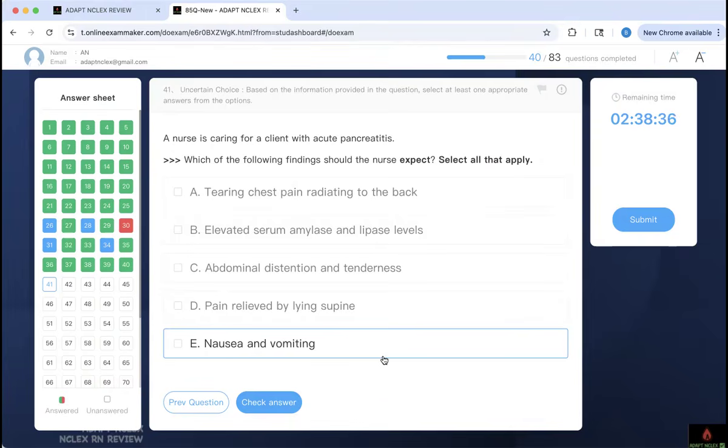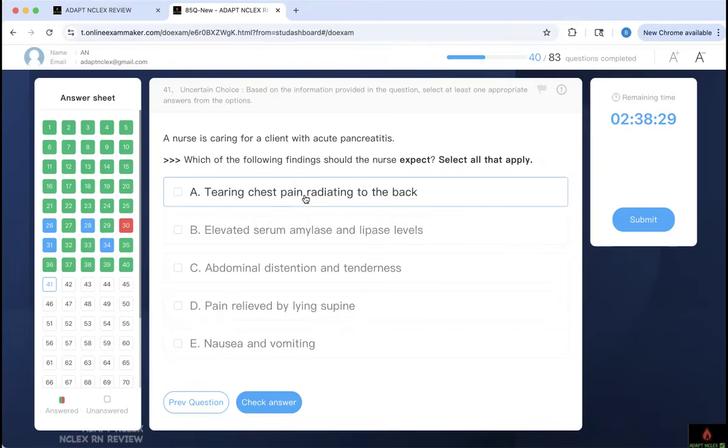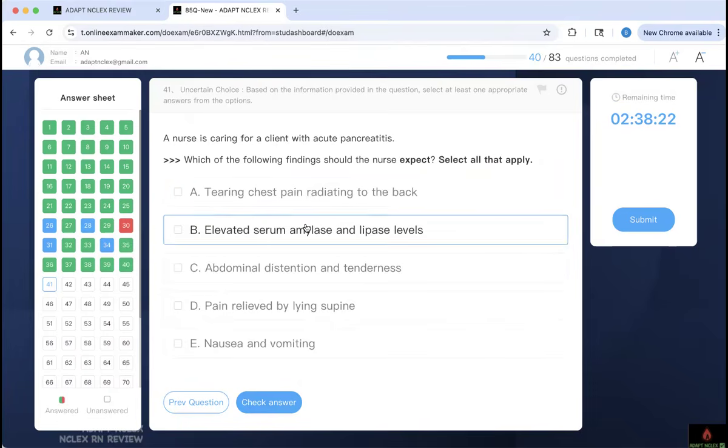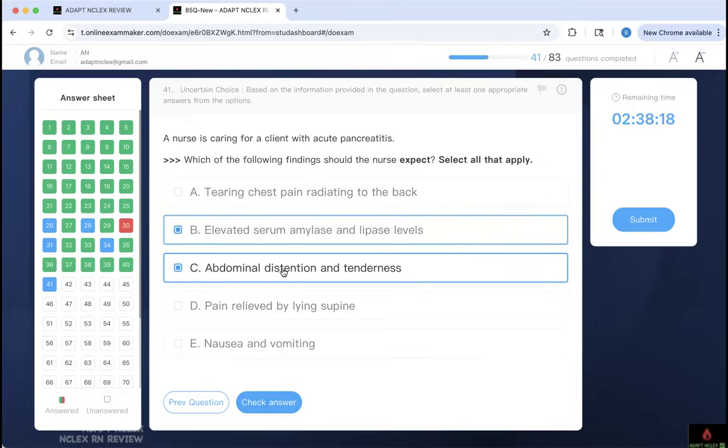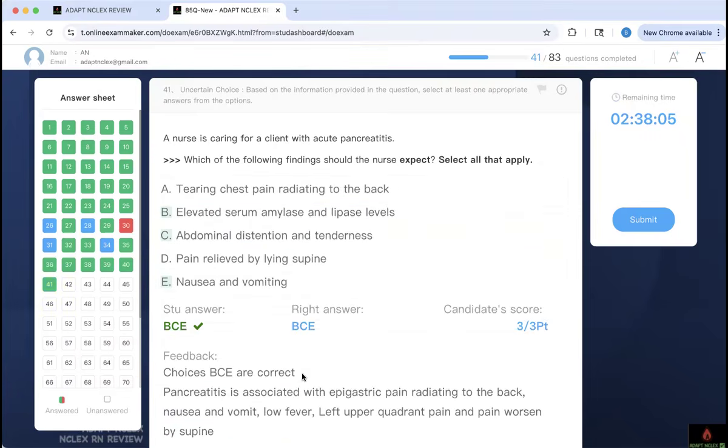Pick your answer. Pancreatitis, major signs and symptoms is what? Pain radiating towards the back, not your chest. It's not your chest. Therefore, that's a trap. Your amylase and lipase is going to go up. You're going to have abdominal distension. The pain gets worse when you are in the supine position. So you've got to be in the fetal position. That is the thing. Write that one down. And you have nausea and vomiting as the main thing.